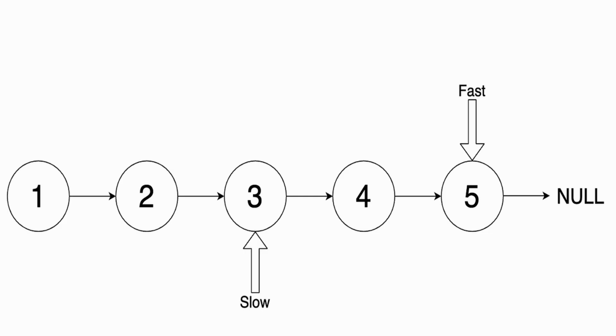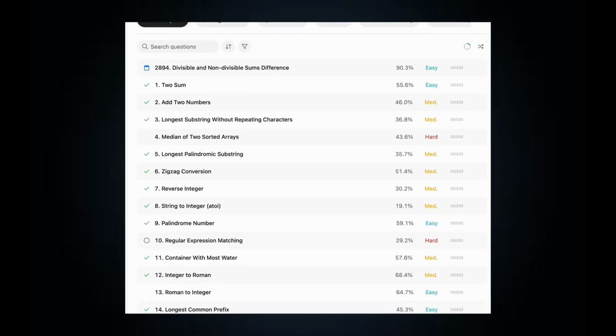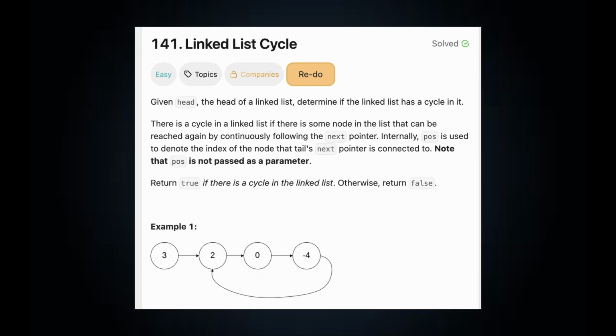Now fast and slow pointers are most of the time used in linked lists, and there are so many questions which require slow and fast pointers, like finding the middle node of the linked list, or checking whether the linked list contains a cycle or not.